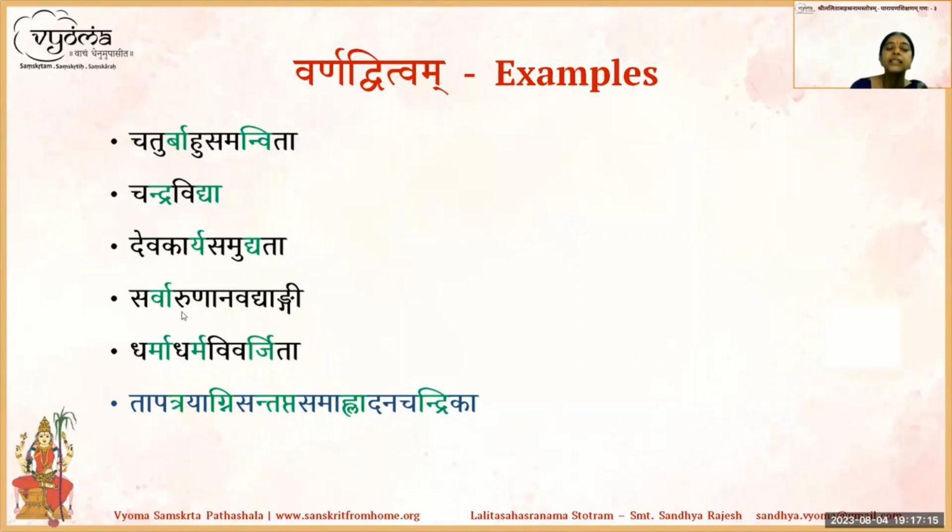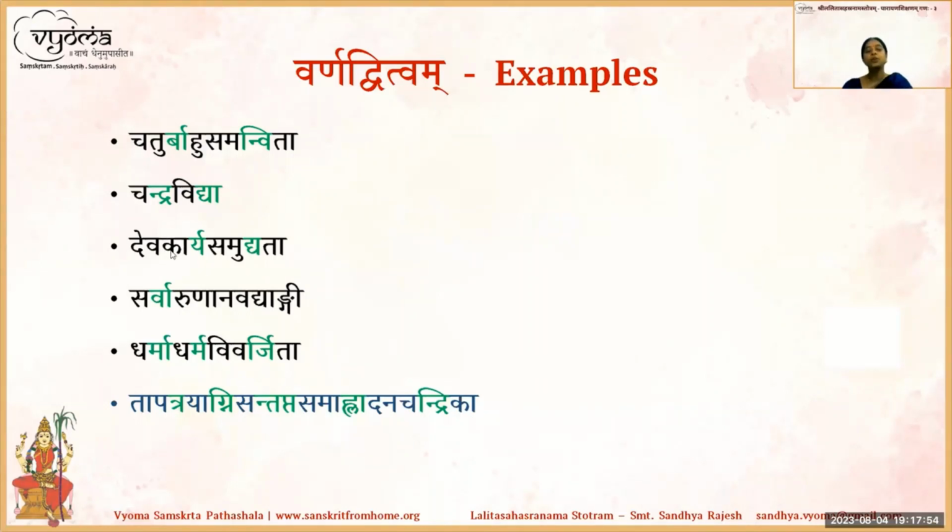Sarvarunana vadyangi. Next one, dharma vivarjita. So same case. We have samyuktaksharas. Dharma and vivarjita: ja, ra, repha and ja. So in all these cases, ma is getting doubled, and then we have ja being doubled. Similarly, we have tapatrayagni santapta samahladana chandrika. So wherever you are seeing a samyuktakshara, there is a doubling being applied.